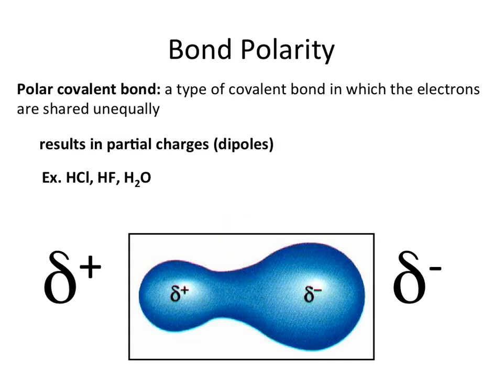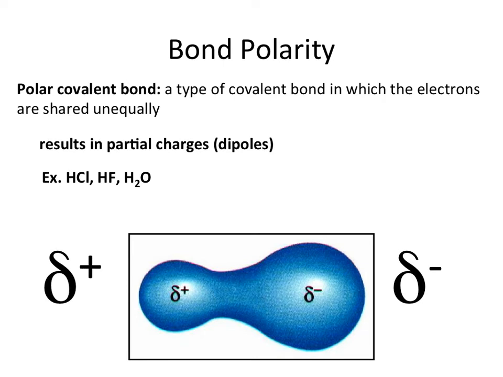So in contrast to the nonpolar covalent bond, a polar covalent bond is a covalent bond in which the electrons are not shared equally. And this results in the dipoles that we were discussing earlier. This usually occurs between elements that have fairly significant differences in electronegativity values. However, the differences are not so significant that we end up with an ionic bond.